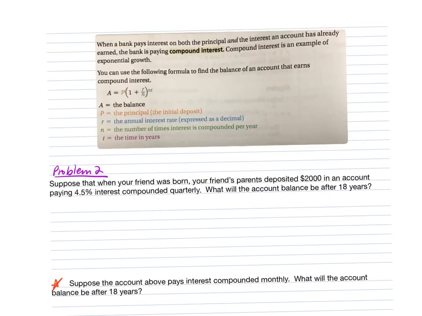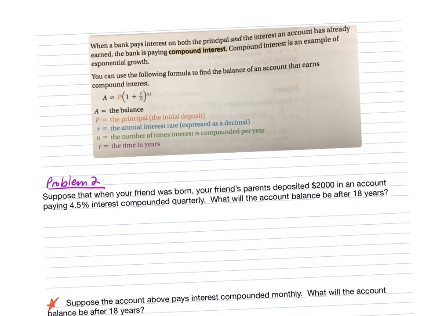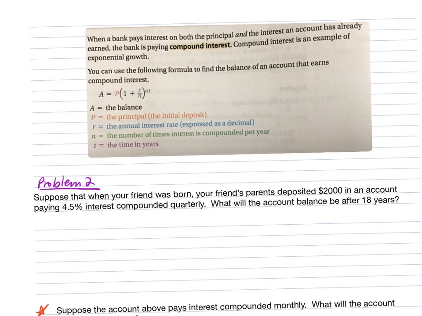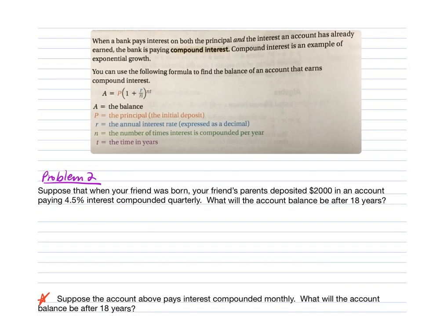Okay, now moving on to compound interest. That's an exponential growth function, and this is the formula for it. You do not have to memorize this. I will give it to you. But here's all the pieces. A is going to be the balance. That's the total amount of money you have. P is the principal. That's what you initially start with, your initial deposit. R is going to be your annual interest rate expressed as a decimal. And then n is the number of times interest is compounded per year. And then t is the number of years.